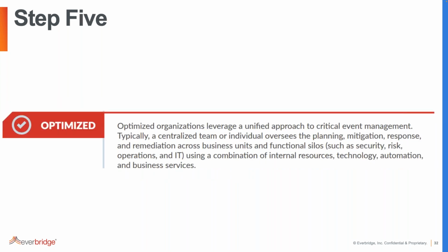And then that final piece is going to be that optimization. Optimized organizations leverage that full unified approach, right? They're going to have a centralized team. You're going to be a global organization. You're going to work in coordination with everything from facilities, supply chain, IT. You're going to have a variety of internal resources, technology, and automation in order to achieve a unified approach.